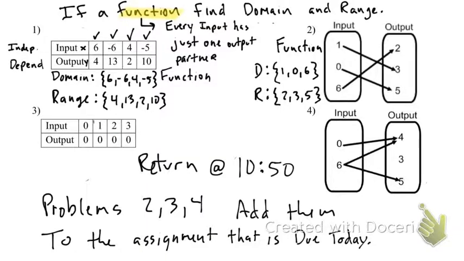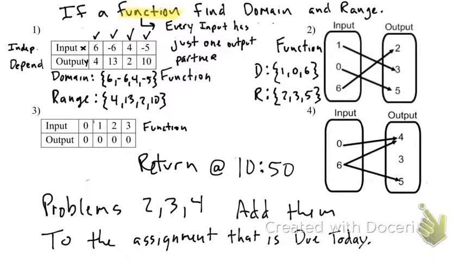Okay? So it looks a little confusing here, but it's really not that bad. 0 has a 0 output. 1 also shares the same output, but 1 only has one output, one partner. Does 2 only have one partner? And the answer is yes, it's 0. Does 3 only have one partner? Yes, it's 0. So all these inputs have the same partner, which is okay. They only have one partner. They just have the same partner. So this is still a function.